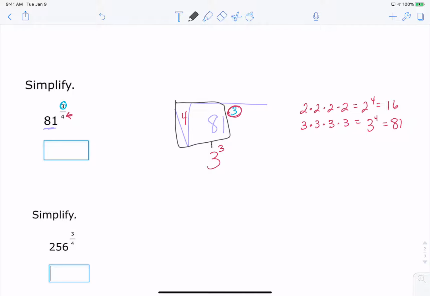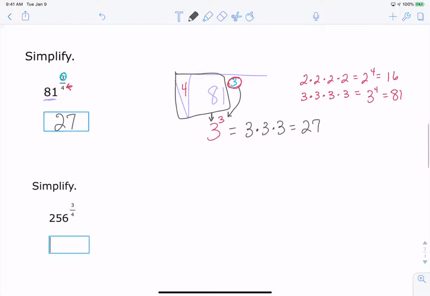All right, so fourth root of 81, we did that. That's equivalent to 3. Then we got to bring that third power here. So now we got 3 to the third, so 3 times 3 times 3. That equals 27. So our actual answer is 27. So 81 to the 3/4 power is the same thing as taking the fourth root of 81 and then taking it to the third power, which is equivalent to 27.